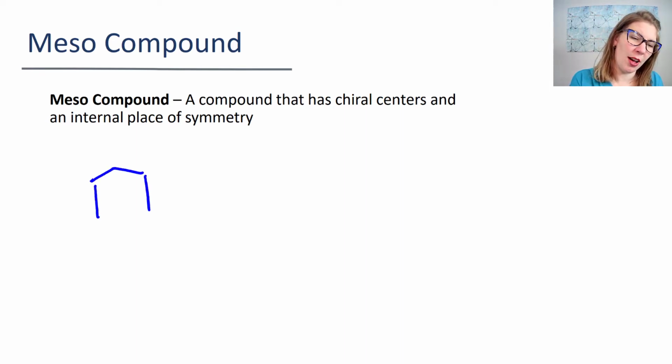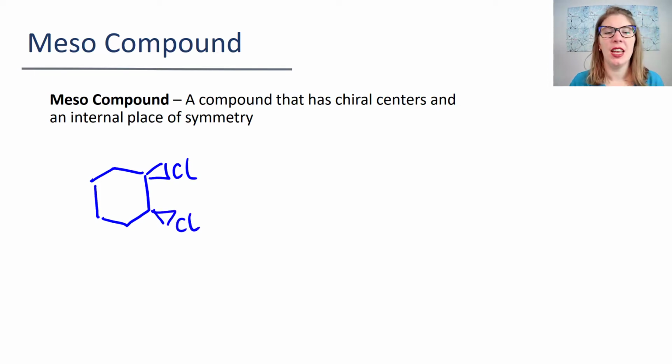So I'm going to redraw that first compound where my chlorines were both wedge. This compound has that internal plane of symmetry here where I've drawn. So what does internal plane of symmetry mean?